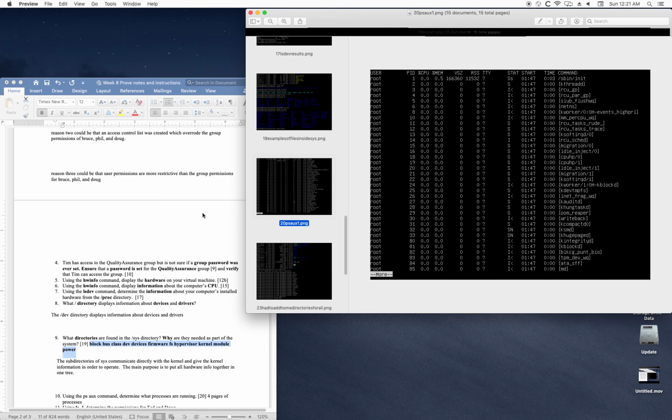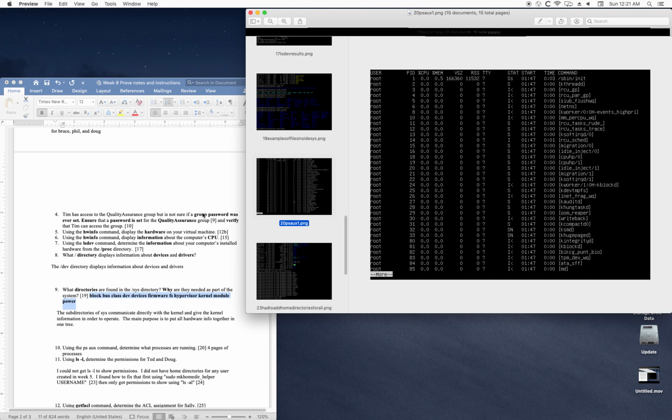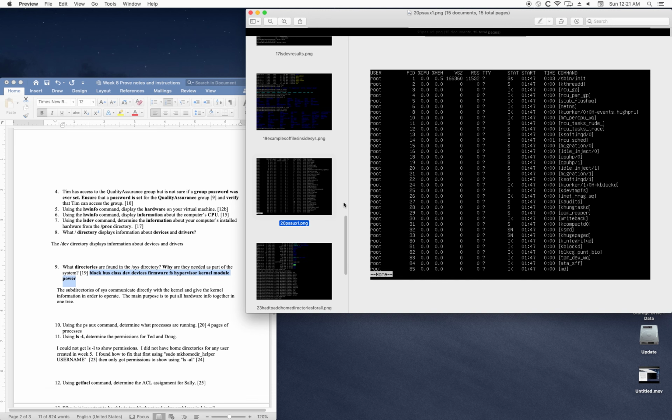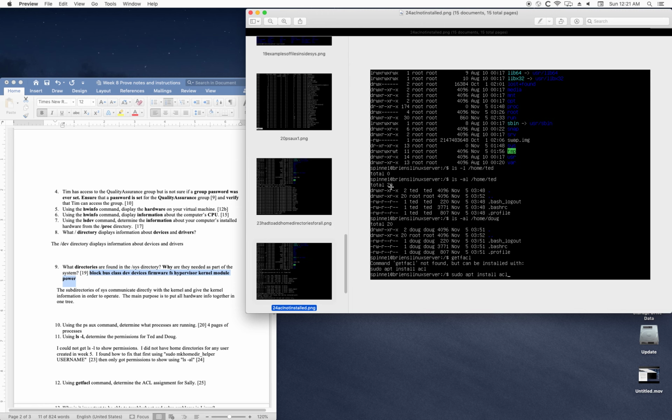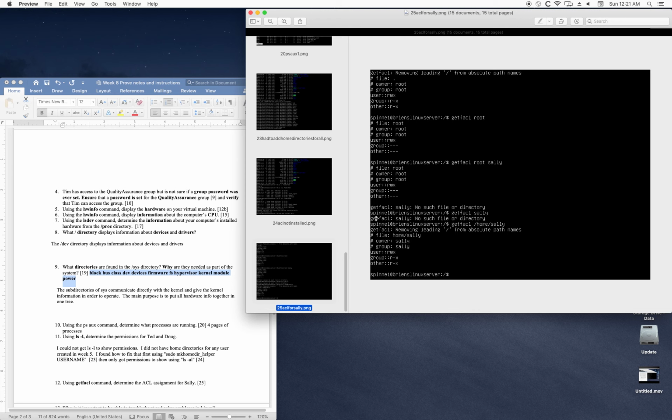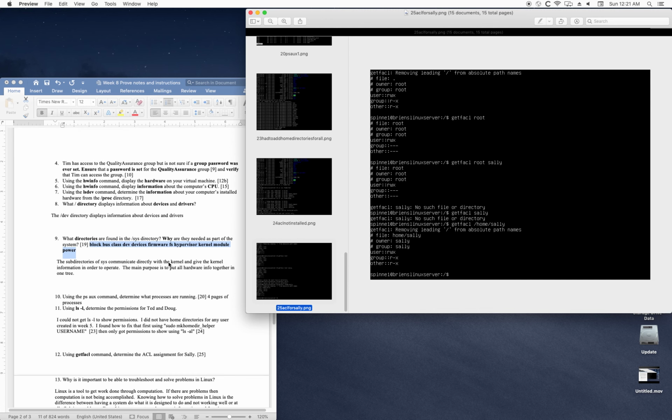And then the next one was using ls -l, determine the permissions for Ted and Doug. Well, I had to make home directories for everybody because that didn't happen in week 5. And then once I got that, I was able to use the ls -al within each person's directory and get their permissions right there. ls -l didn't work. Use getfacl, determine Sally. There it is right there towards the bottom. Those are her permissions.